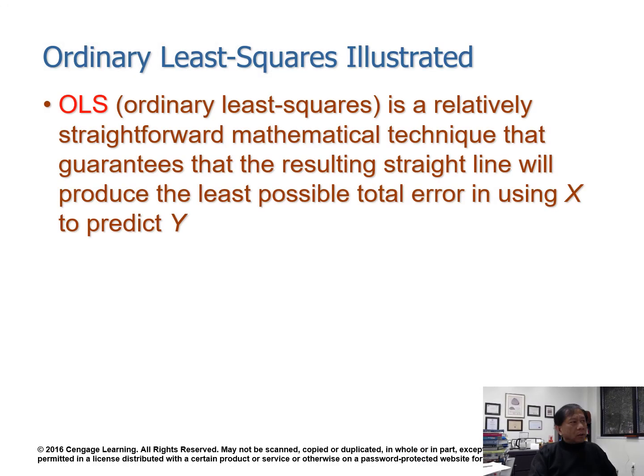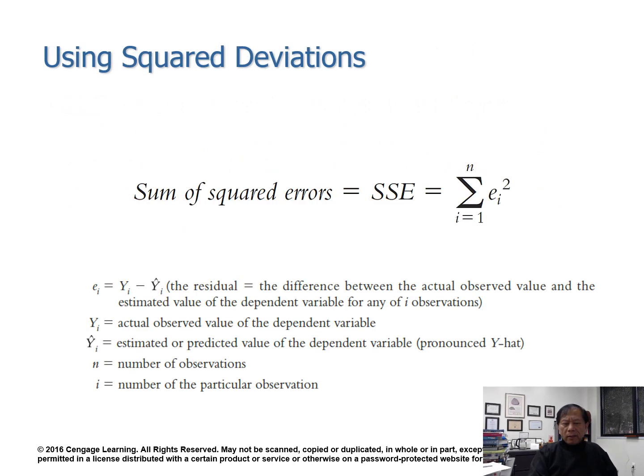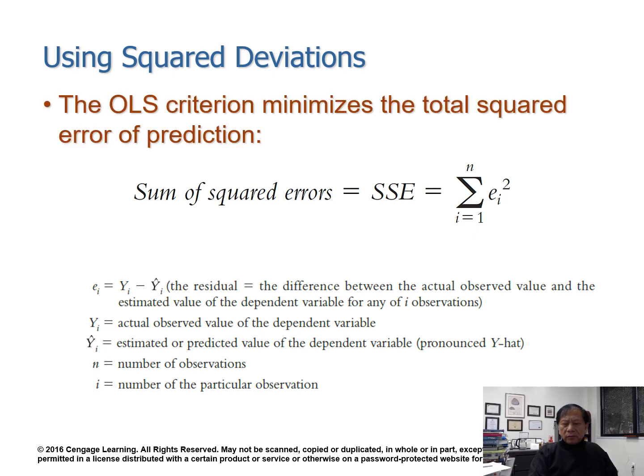And the ordinary least squares method. This is a straightforward mathematical technique that guarantees the resulting straight line will produce the least possible total error in using X to predict Y. Basically, in ordinary least squares, the sum of the distances from the dots to the line is the minimum, the least. That's why it's called ordinary least squares. Using squared deviations, the sum of squared errors, SSE, is minimized.